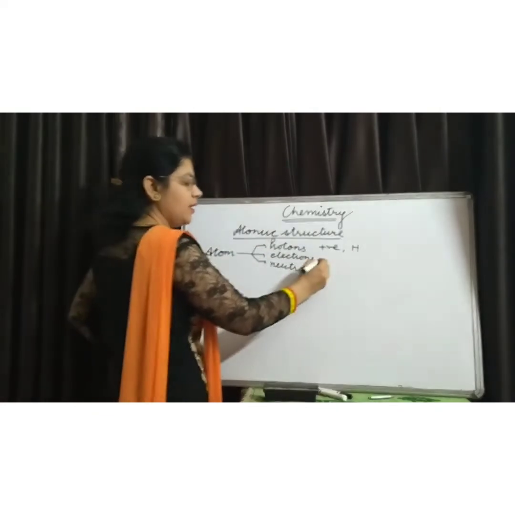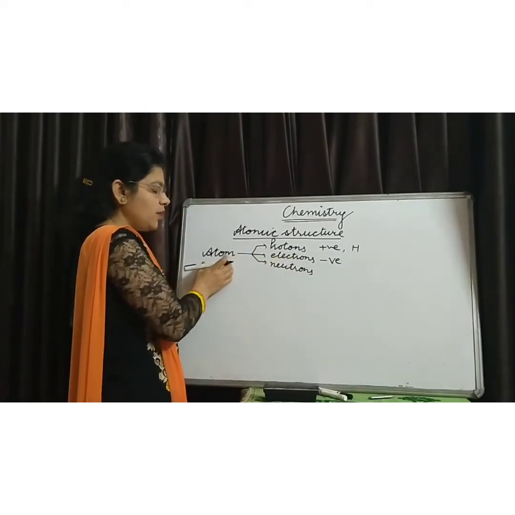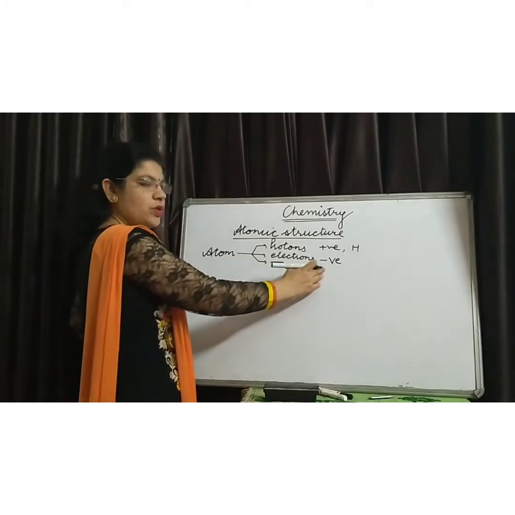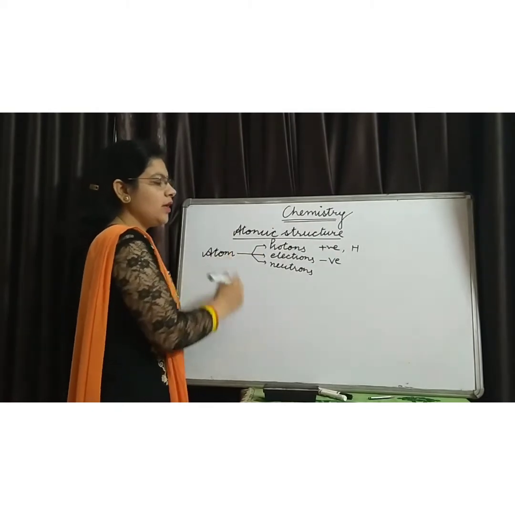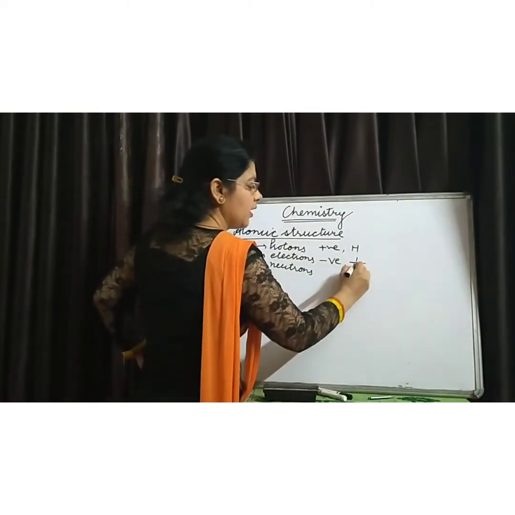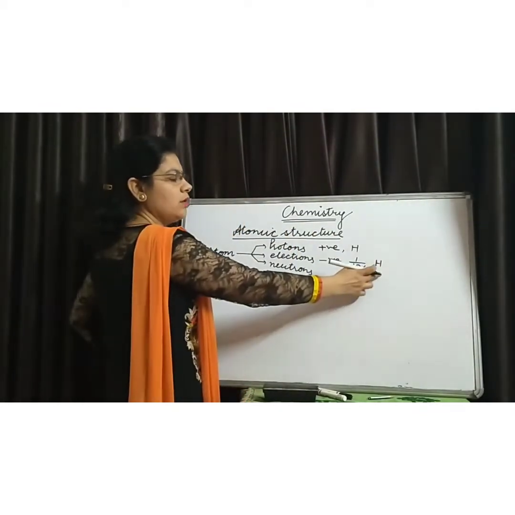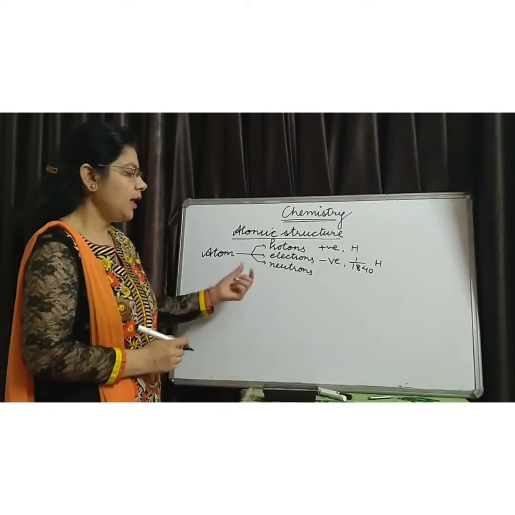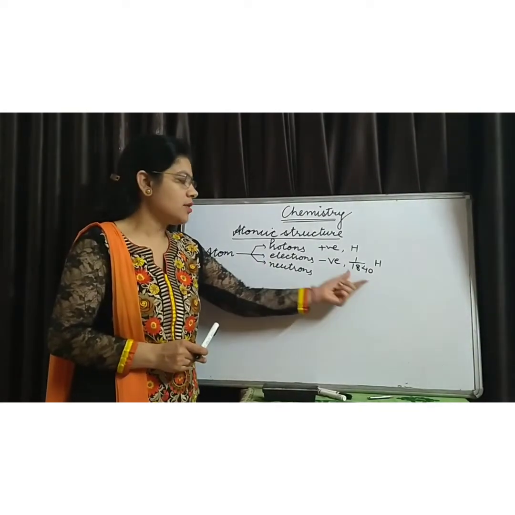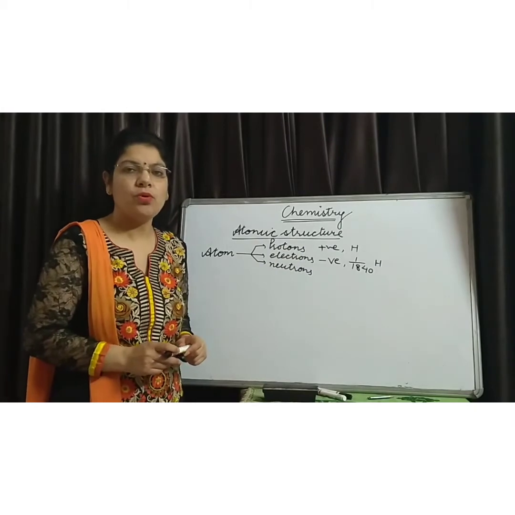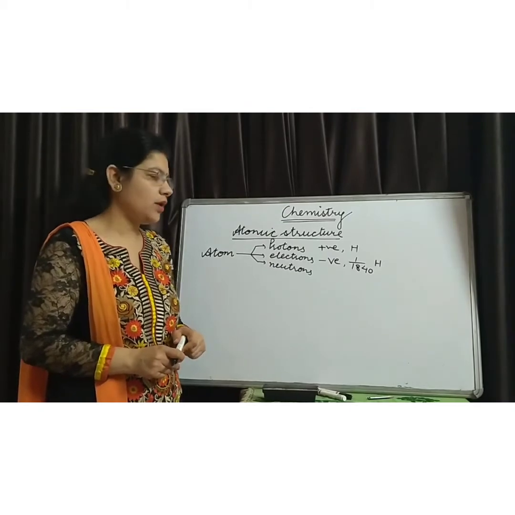Electrons carry one unit negative charge. Electrons are the fundamental particles of the atom which carry negative charge, and the mass of one electron is approximately 1 by 1840 times that of one hydrogen atom. It means electrons have negligible mass as compared to protons. Also, we can neglect the mass of one electron.